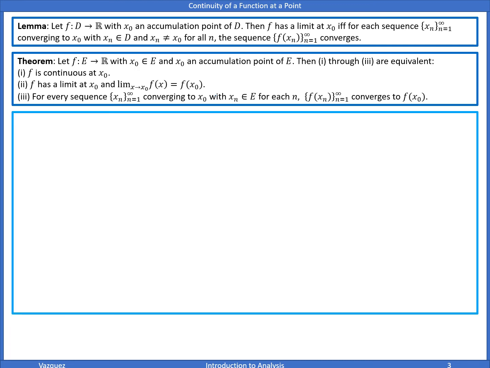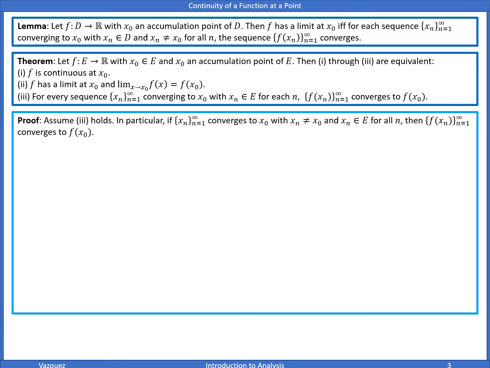And we're going to prove this. So first we're going to prove that 3 implies 2. Right? So we're actually going to assume this. I should write up here: assume 3 to prove 2.